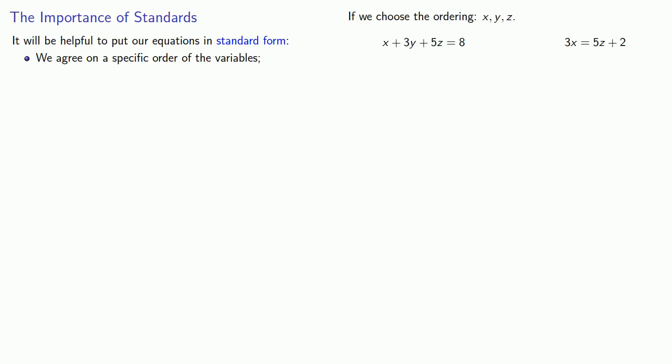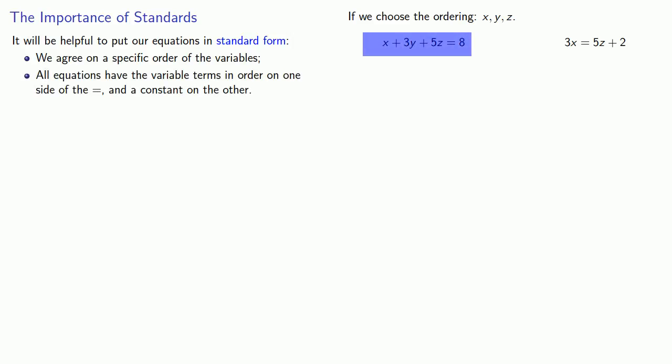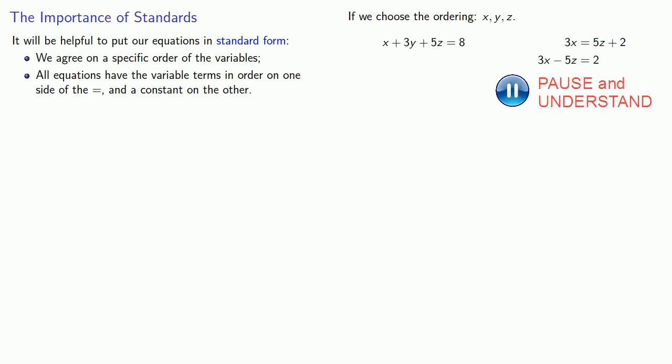Next, we'll want to make sure that all equations have the variable terms in order on one side of the equals and the constant on the other. So this equation has all the variable terms on the left-hand side, and they're in the order x, y, z, so it's already in standard form. However, this equation is not, and so we need to move that 5z to the other side, and the variable terms are in order. We have x coming before z.